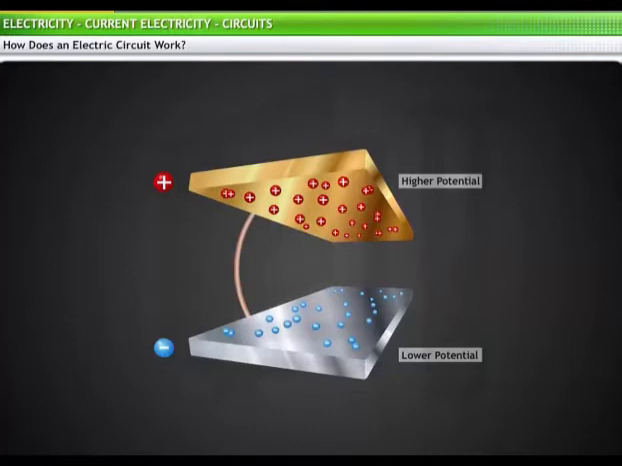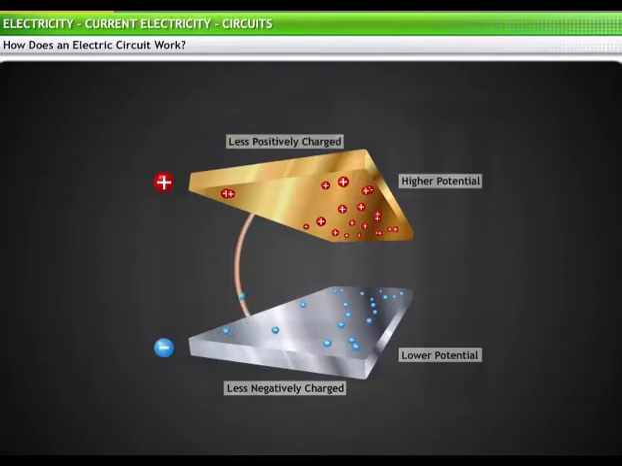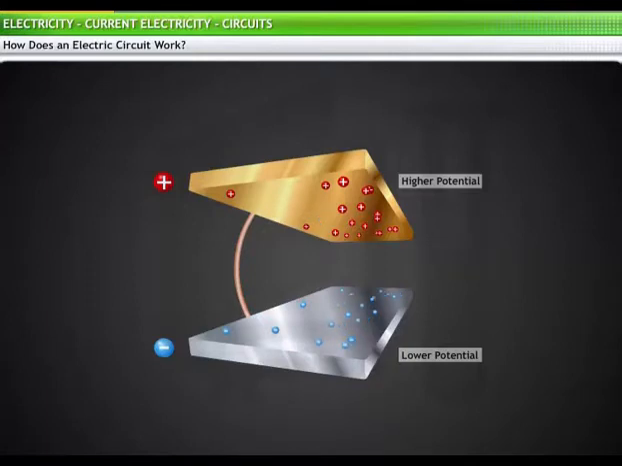Now let's connect these plates using a metal wire. On connecting these plates, the wire serves as a sort of pipe for the flow of charge. Gradually, negative charges move from the negative plate through the charge pipe to the positive plate. As a negative charge leaves the lower plate, the plate becomes less negatively charged. Similarly, as a negative charge reaches the positive plate, the plate becomes less positively charged. The amount of positive and negative charge on the two plates slowly diminishes.